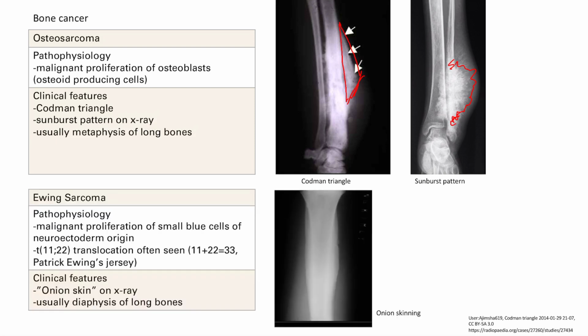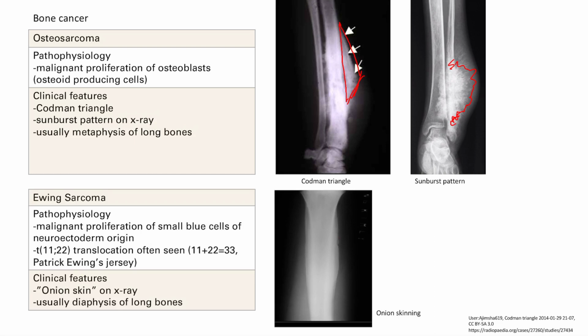Alright, next is Ewing sarcoma. This is a malignant proliferation of small blue cells of neuroectoderm origin. And you will often see a t(11;22) translocation. When you think about it, there's a guy named Patrick Ewing. He's a basketball player. His jersey is 33. I never forget this because 11 plus 22 is 33. So remember Patrick Ewing of Ewing sarcoma.